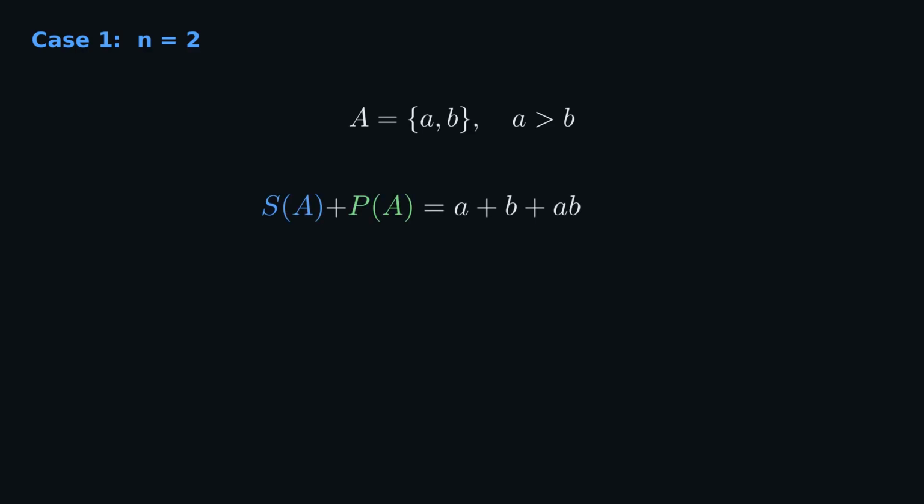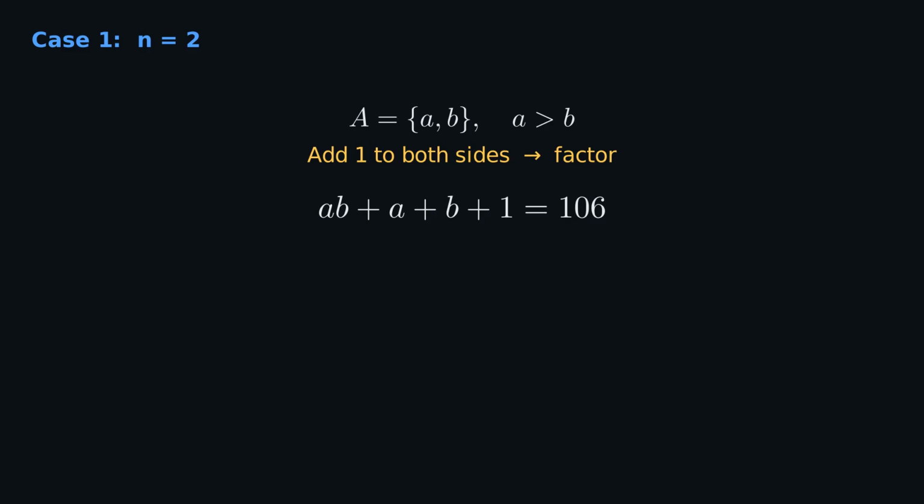Case 1, n equals 2. So we'll let the set A equal a and b, with a strictly greater than b. Note, they can't be equal since each element has to be a different number from 1 to 14. So then we have S of A plus P of A is equal to a plus b plus a times b. And all this, of course, is equal to 105. So we're going to do a nice little trick here. We're going to add 1 to both sides.